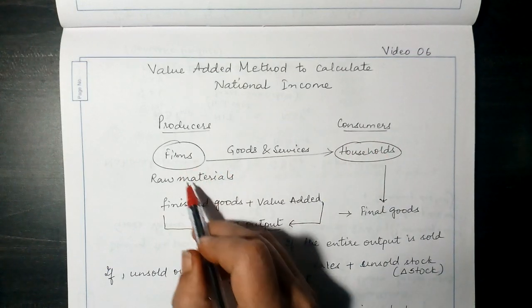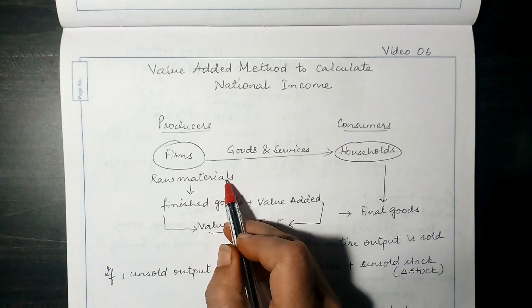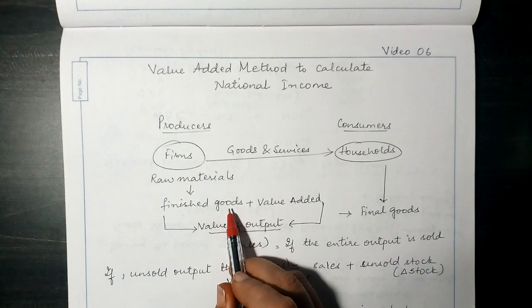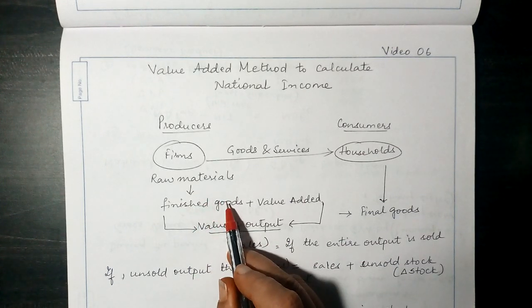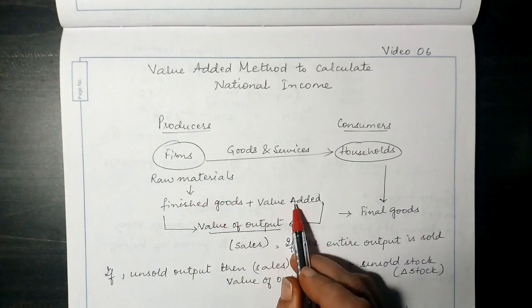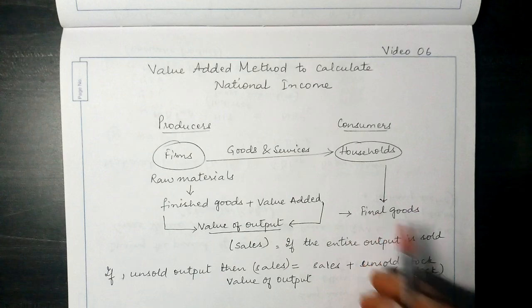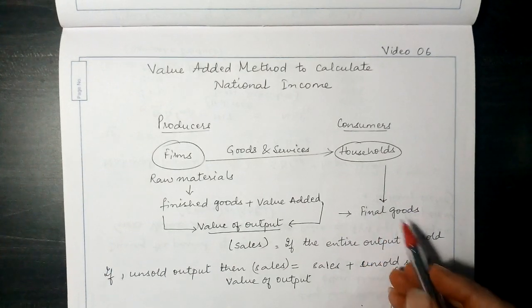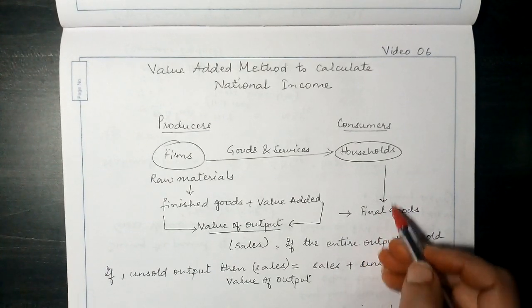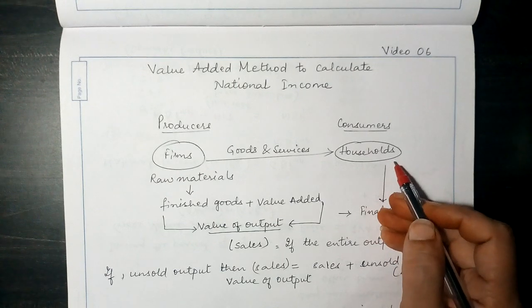The firms use raw materials and convert them into finished goods. These finished goods are then added with value or value added, and that is what is sold as final goods. The final goods are then consumed by the households.